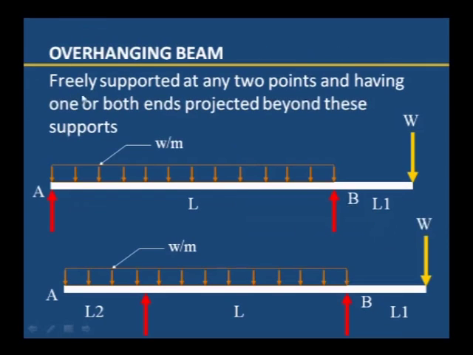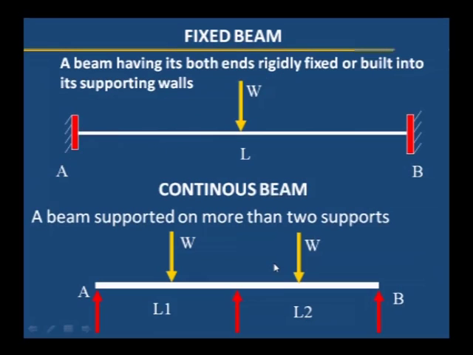Overhanging beam. In this type of beam, after the two supports there is an extension, which is a cantilever portion. If it is extended on one side, it is called a single overhanging beam. Here A is one support, B is the other support, and the balance length L1 is extending, where a point load is applied. The second type of overhanging beam is the double overhanging beam. Here the left side and the right side are both overhanging, and centrally there are two supports.